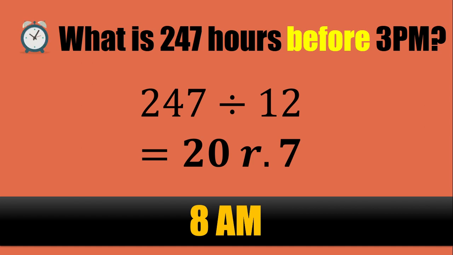So again, the quotient after dividing the given number of hours by 12 will tell us whether the reference time for the answer will shift or not. The remainder will be the number of hours to be added to or subtracted from the reference time. If the word is after, we're going to add, and if the word is before, then we're going to subtract.